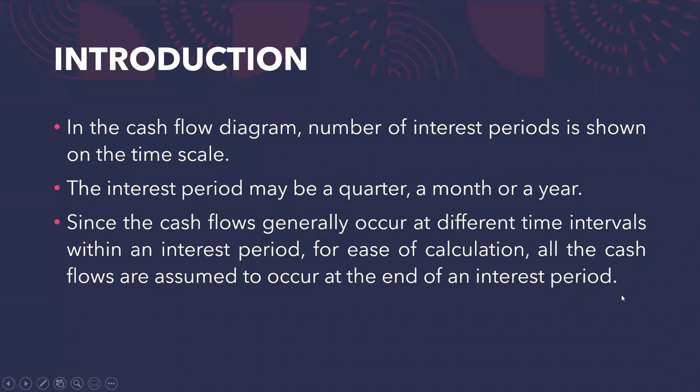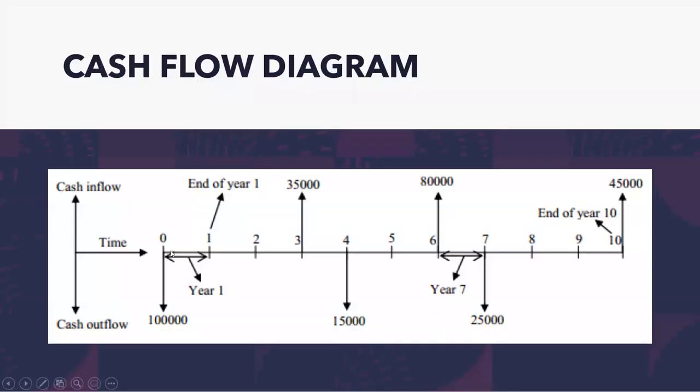In the cash flow diagram, the number of interest periods is shown in the time scale. So we call that the number of interest periods. Each time unit is an interest period. The interest period may be a quarter, a month, or a year. You can see in this cash flow diagram, it is yearly. That means the interest period is a year. In some cash flow diagrams, it might be quarters, a quarter of the year, or else monthly, which means the time scale will be in months.